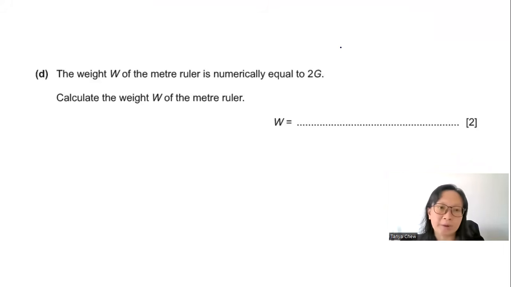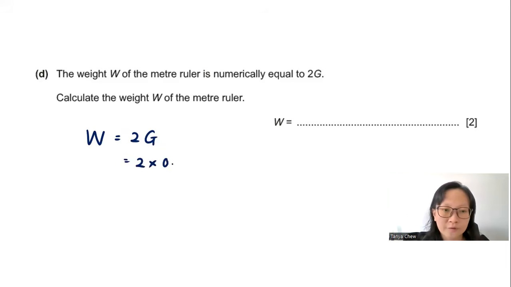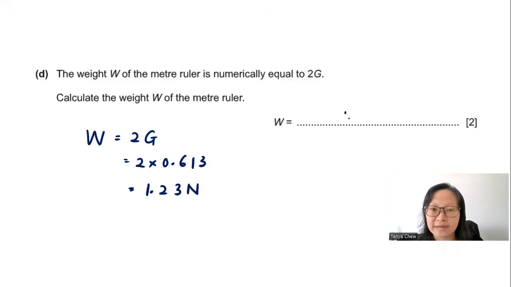D, the weight W of the meter ruler is numerically equal to 2G. Calculate the weight W of the meter ruler. Since they have told you that the weight is equal to 2 times the gradient, I just use the value of my gradient, 0.613 times 2. That's the weight value that I got. The 1.23 newton, that's my weight.